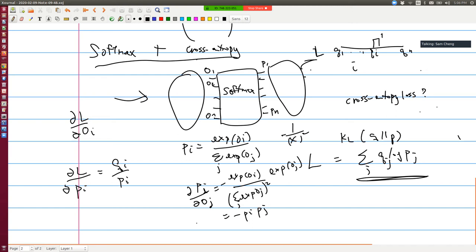Now, if I have i equal to j, let's say partial p_i partial o_i, then it's very similar to this one, but I also have one more term, which is p_i, right? Because I can take the derivative of this numerator also, which depends on o_i. So I essentially will have p_i minus p_i p_j, that is p_i times 1 minus p_j.